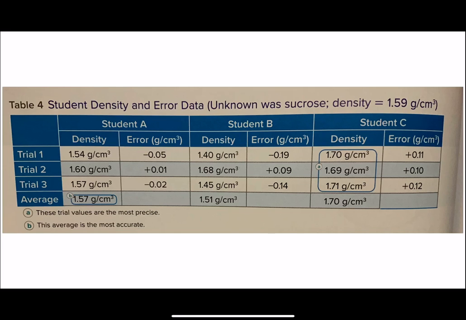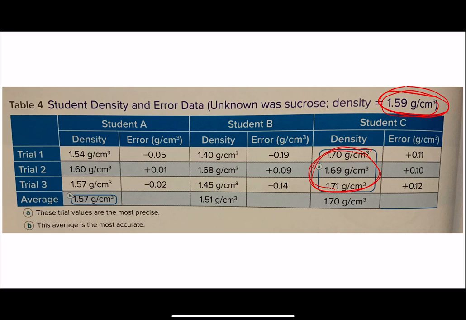So here's an example. This is from your textbook, right? This looks like a lab that was done, and there are different students recording different densities, and then they are given an error. So how close were they to the given density, which is this one right here, right? There are 3 different trials, and the book was nice enough to tell you that A, which is these right here, are the most precise. So most precise meaning they're the ones that are very close to each other.